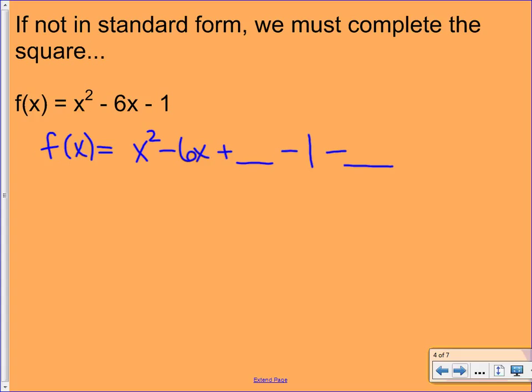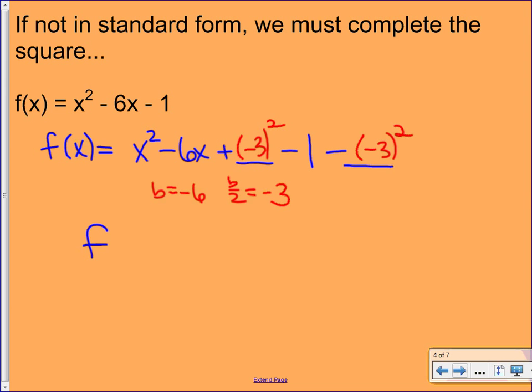Okay? So this first blank right here, this is going to be our perfect square trinomial. So what is b? 6. Okay, so b is -6. So b over 2 would be -3. Now does -3 go here? No. -3 squared needs to go here. Okay, so now we have x squared minus 6x plus 9.